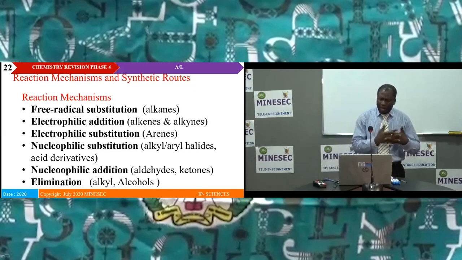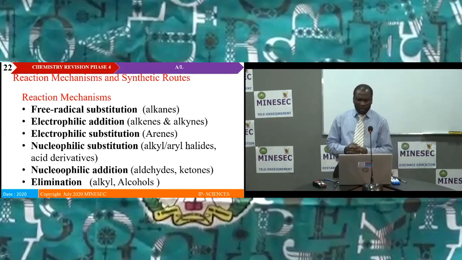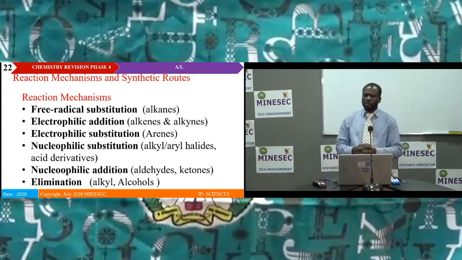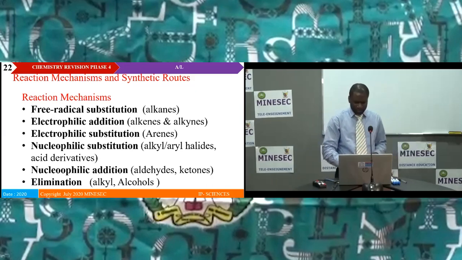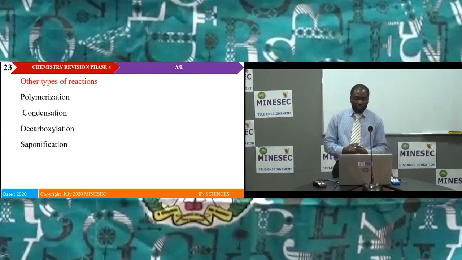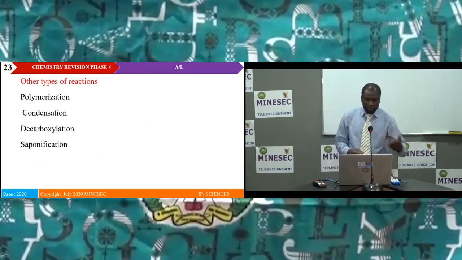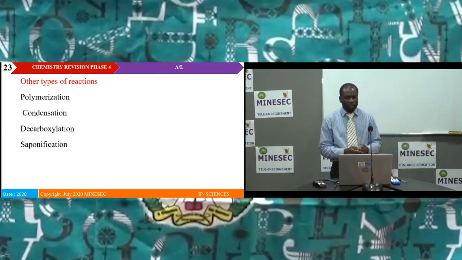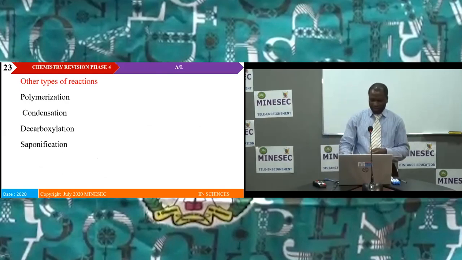Alkyl halides and alcohols, in addition to the substitution reactions, equally carry out elimination reactions. Other types of reactions that we saw include polymerization, condensation, decarboxylation, and saponification.